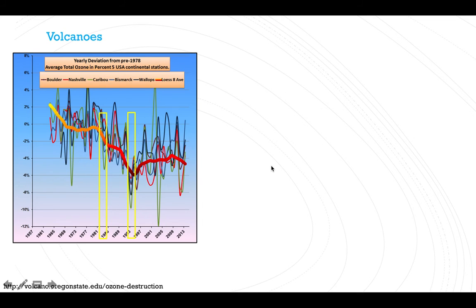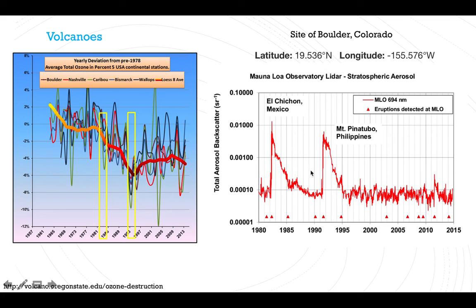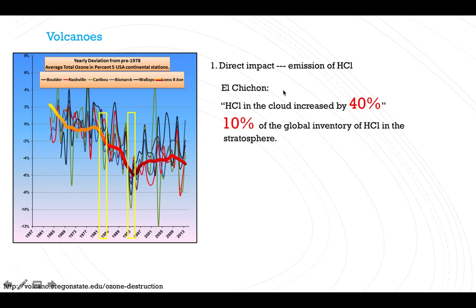and volcanic eruptions directly emit aerosols. From both charts, we can see that in the 1980s and 1990s, the two biggest volcanic eruptions decreased the ozone a lot and obviously. The first is the direct impact. A volcanic eruption directly injects some HCl into the stratosphere. For example, the volcanic eruption in the 1980s emitted 10% of the total stratospheric HCl, and the chlorine would act as a catalyst for ozone destruction.